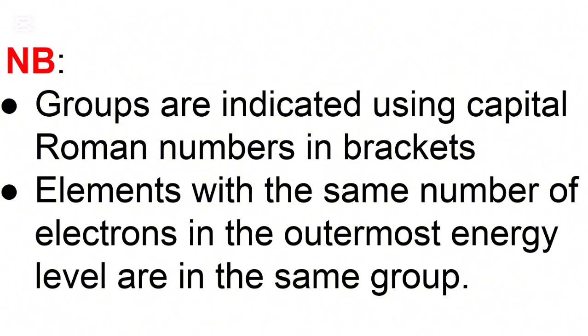Like if you look at group 1, which constitutes hydrogen, lithium, sodium, and potassium, those are elements which have 1 electron in the outermost energy level. They appear in the same group. Same case to group 2. They have 2 electrons in the outermost energy level. They are grouped together, and so on up to group 8.